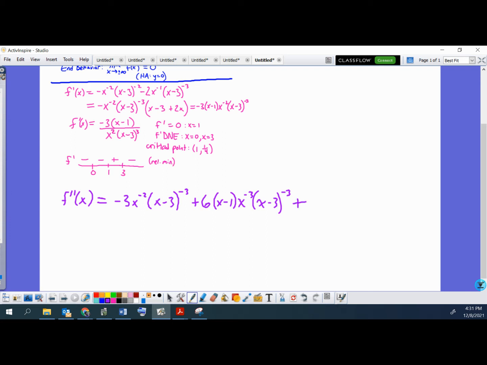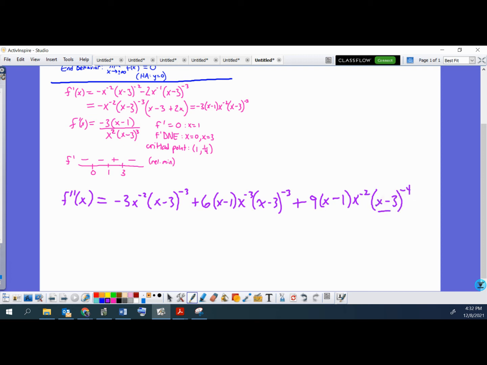plus, and here we have this whole factor, right? Once again. And then we got this whole factor. Now we want the derivative of this one. So it's going to be negative 3 times (x minus 3) to the negative 4. So that negative 3, when I bring it out front and multiply it by that, is going to be a positive 9. So it's going to be plus 9 times (x minus 1), x to the negative 2, and then (x minus 3) to the negative 4.